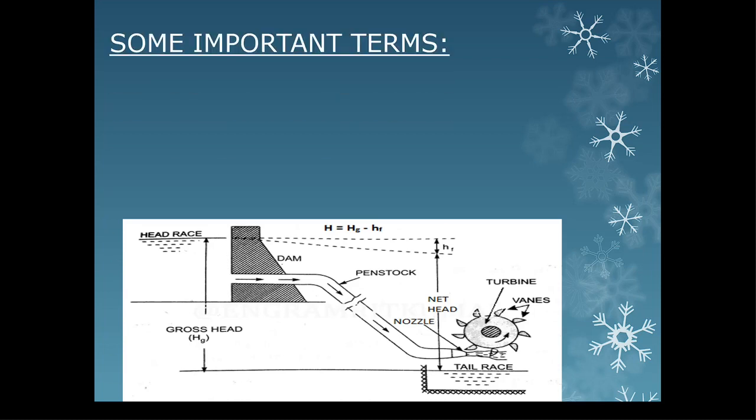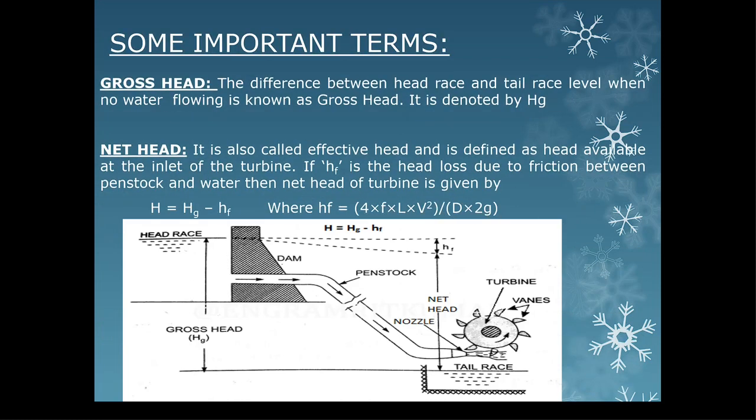Next we will see some important terms related to a hydroelectric power plant. First is the gross head. What is the gross head? This total head is known as the gross head, or it is the difference between the head race and the tail race. This is the head race and this is the tail race.